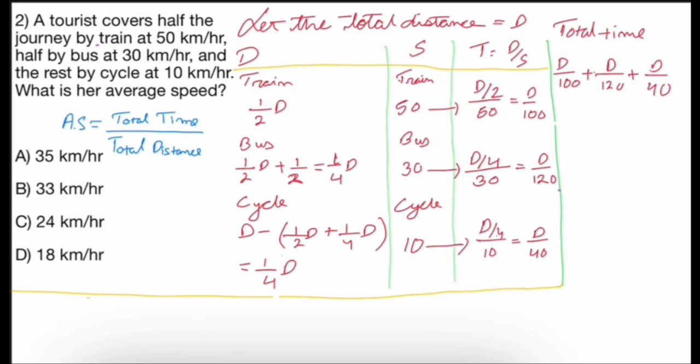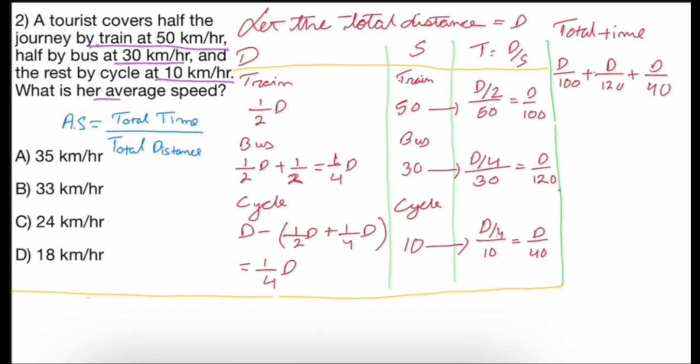Now we are going to do question number 2. It says a tourist covers half the journey by train at 50 km per hour and half by bus at 30 km per hour and the rest by cycle at 10 km per hour.